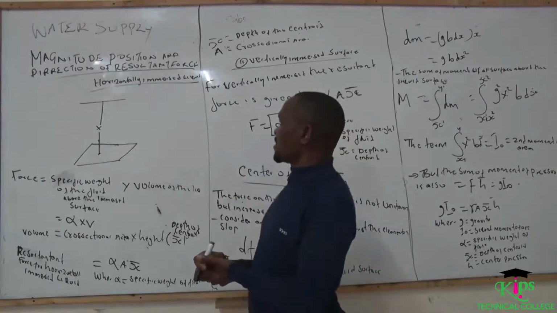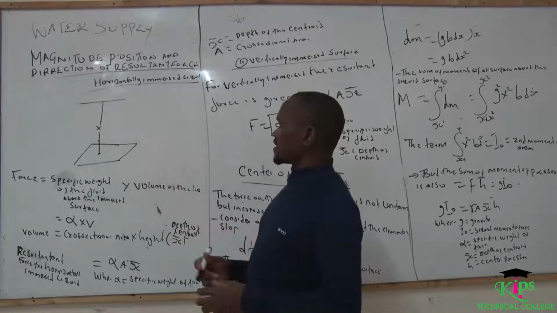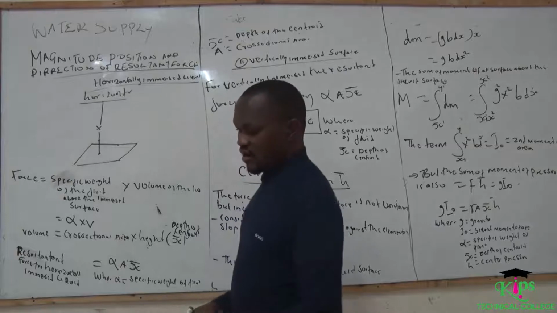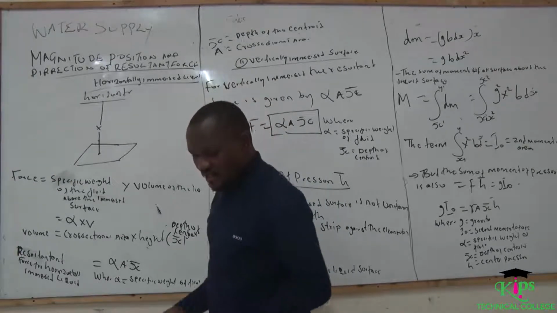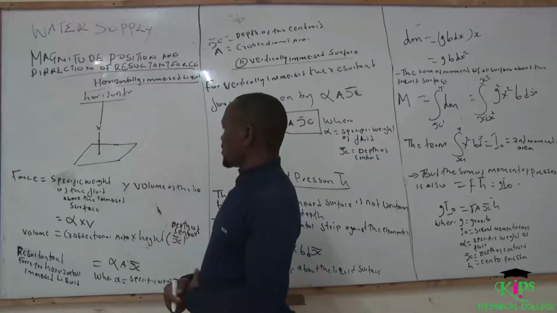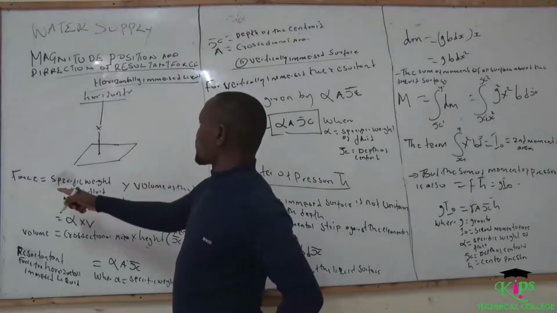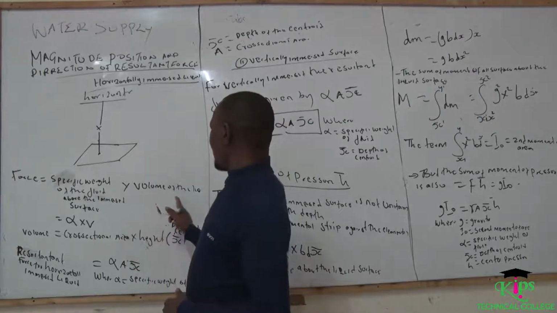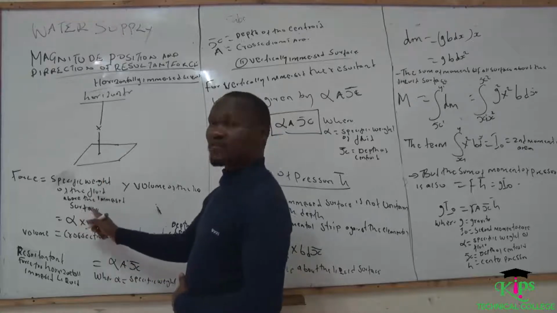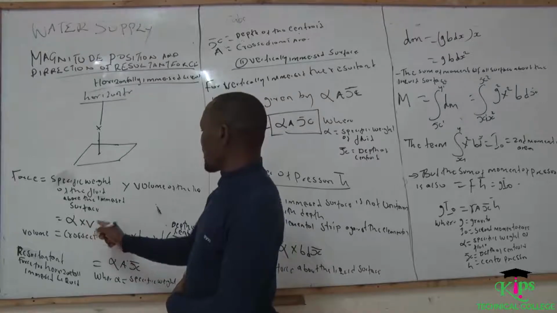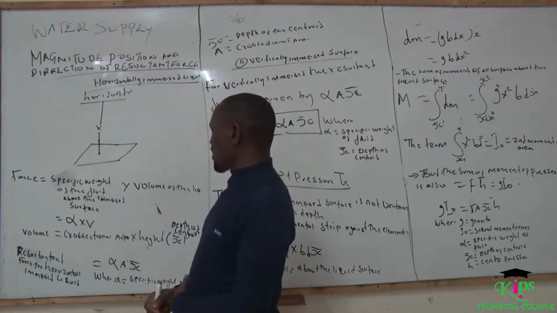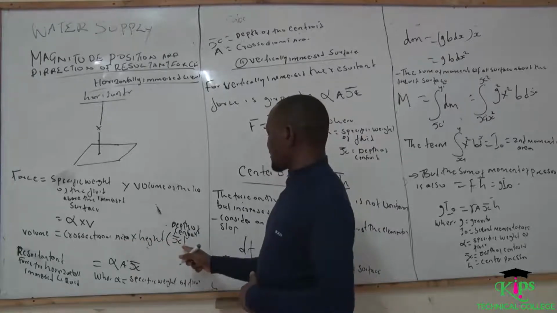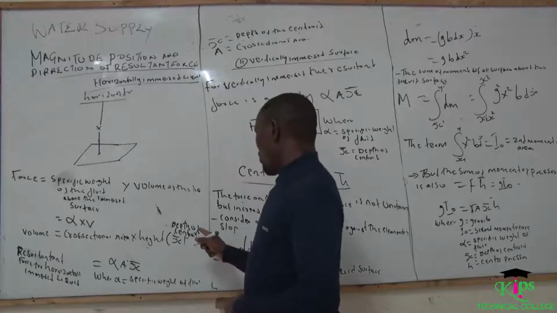The first scenario is the horizontally immersed surface, as you can see. We consider a horizontal object immersed in the liquid, as shown here. The horizontal resultant force is given as the specific weight of the fluid above the surface times the volume of the liquid. The specific weight of the fluid is given as alpha, multiplied by V, the volume. Volume is equal to the cross-sectional area times the depth, where the depth is x bar, the depth of the centroid.